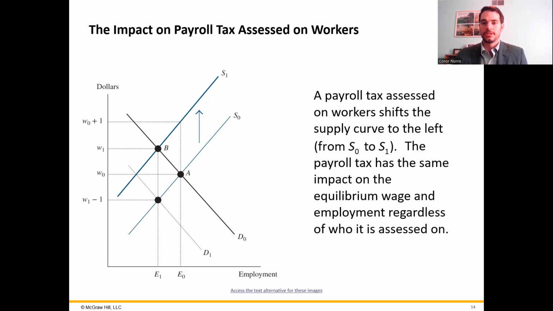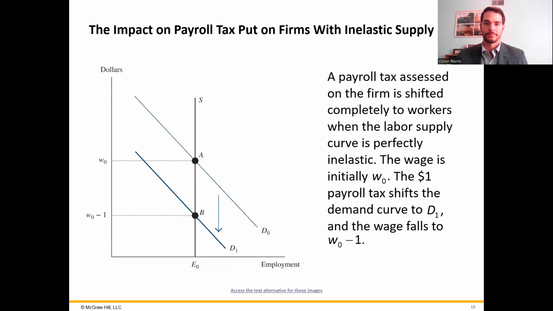So the key here is that who pays the tax directly, who writes the check to the government, doesn't necessarily determine who bears the real burden. That's determined by how flexible supply and demand are. The true incidence of the payroll tax, or who bears the real cost of the payroll tax, is not determined by who physically pays it, but rather it's determined in the competitive labor market.